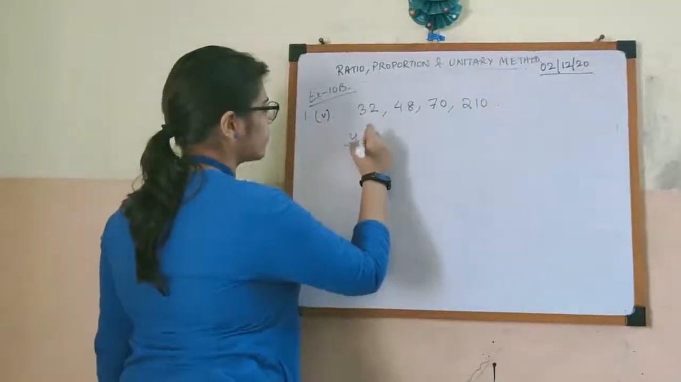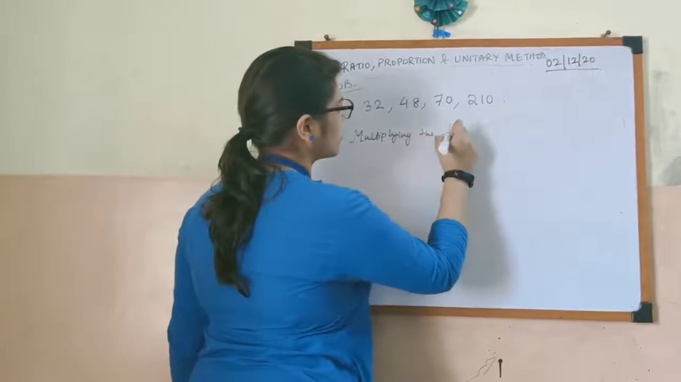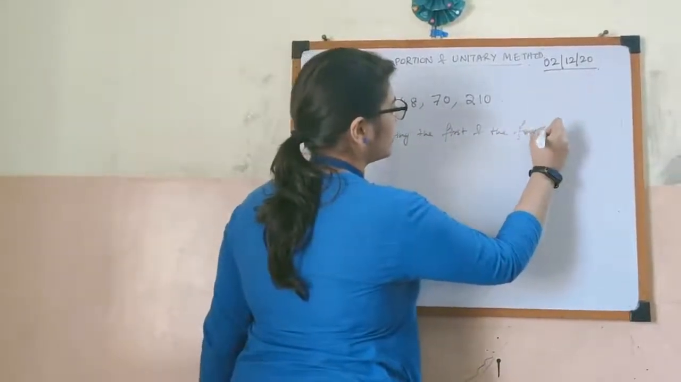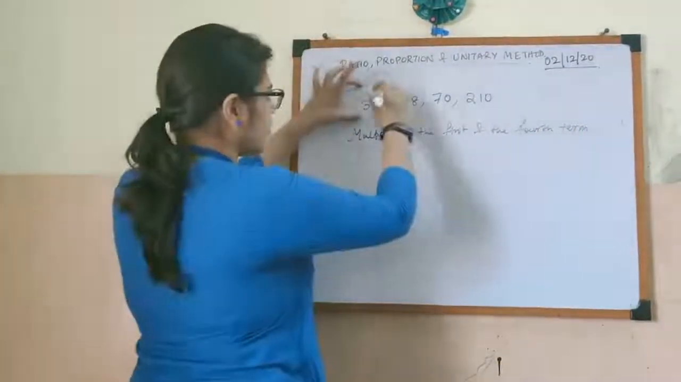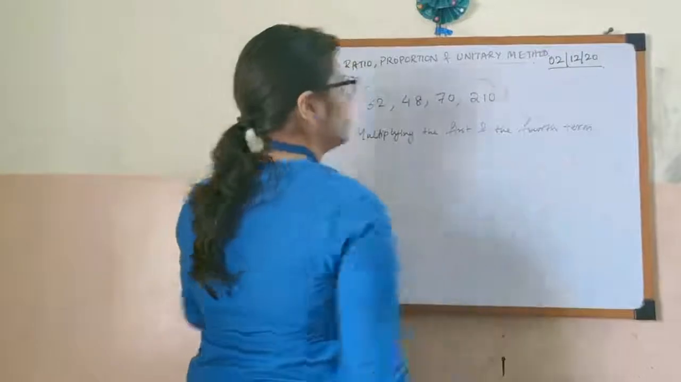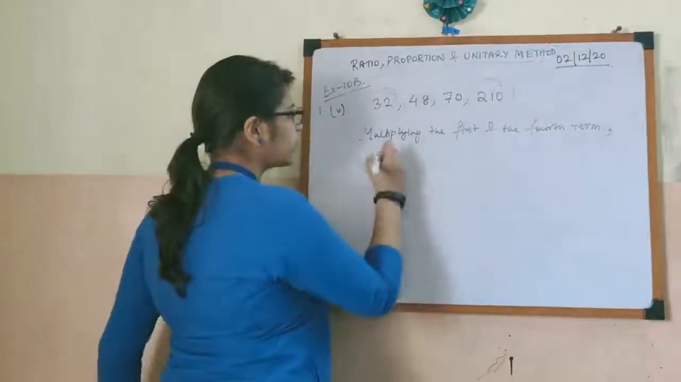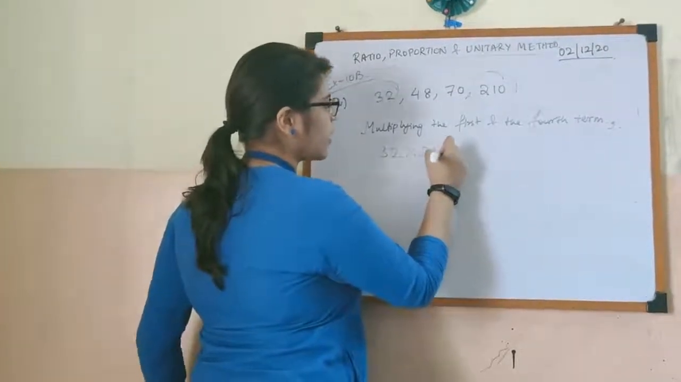We can write multiplying the first and the fourth term. Right? So that means we are multiplying the extremes, the first term and the last term. So multiplying, how much will we get? We will get 32 multiplied with 210.